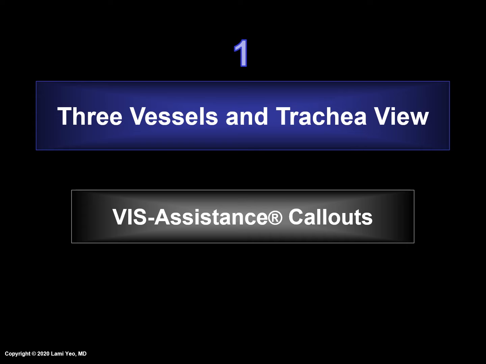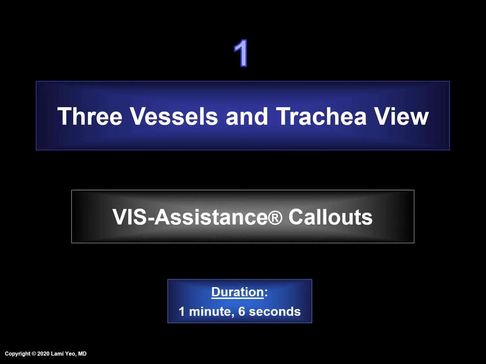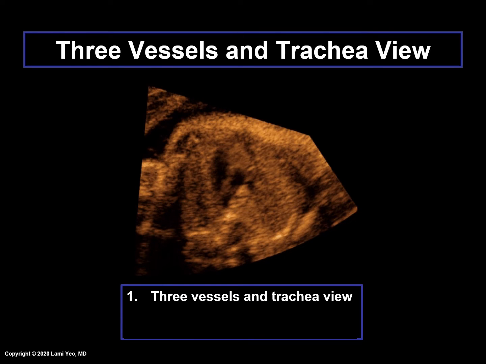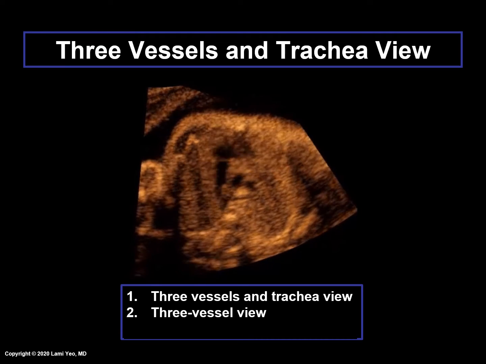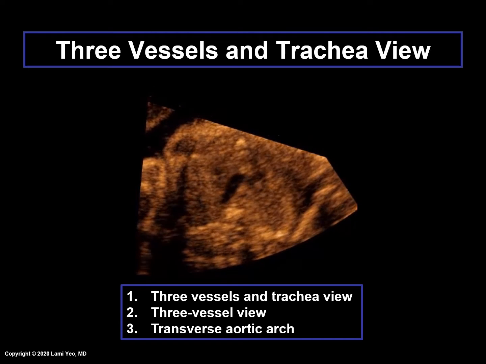3 vessels and trachea view. The total duration of the VISA video clip for this cardiac view is 1 minute, 6 seconds. The goal for this VISA is to automatically demonstrate the 3 vessels and trachea view, 3 vessel view, and transverse aortic arch, as well as the pulmonary valve.